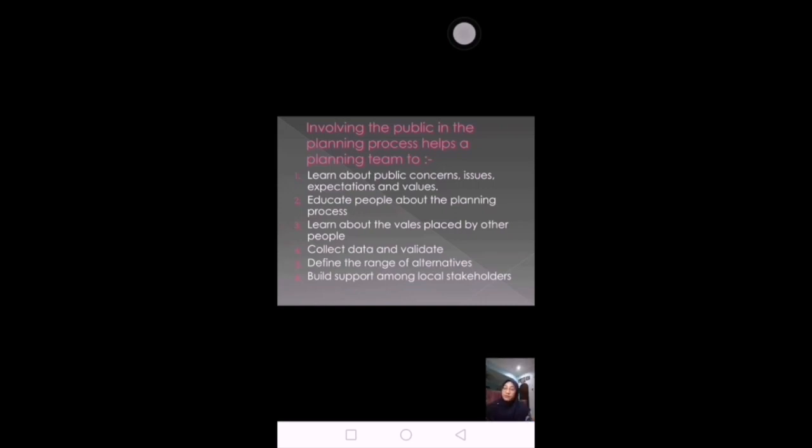Developing a public involvement strategy is one of the planning team's first steps. The strategy should outline opportunities for public involvement throughout the planning effort and should be carefully and systematically designed as part of the decision-making process.